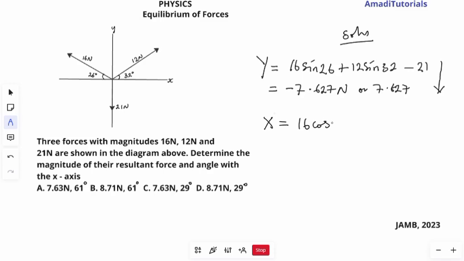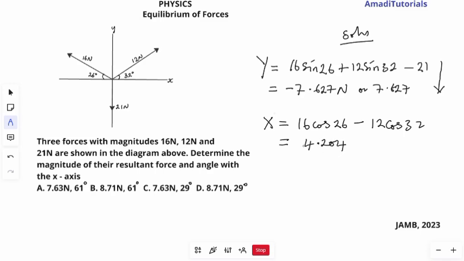16 cos 26 minus, because this other 12 is in the opposite direction with respect to the horizontal, so they will subtract each other, 12 cos 32. So if you do that, it's going to give you a positive answer, positive 4.204.